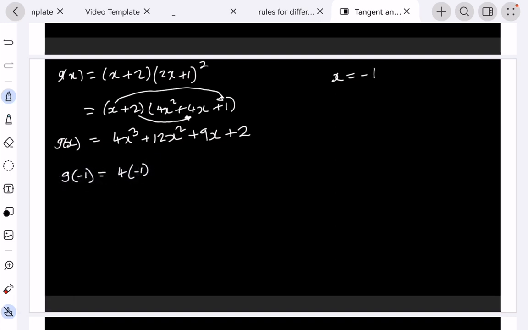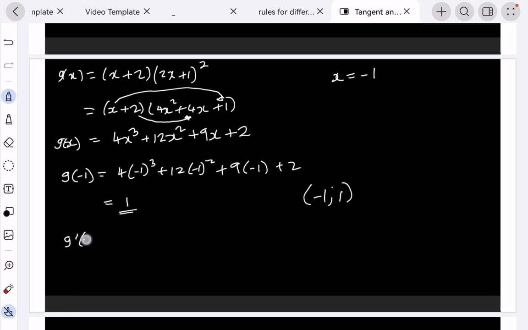Now g of minus 1. Then you substitute there, use your calculator. But I think it's wise to also show substitution. I'm not just going to use the calculator. They got positive 1 in the textbook, but let's see. I'll have minus 4 plus 12, which is positive 8, minus 9, which is minus 1, plus 2, it's positive 1. Yes, then I got the y coordinate, so which means my coordinate is minus 1 and 1.